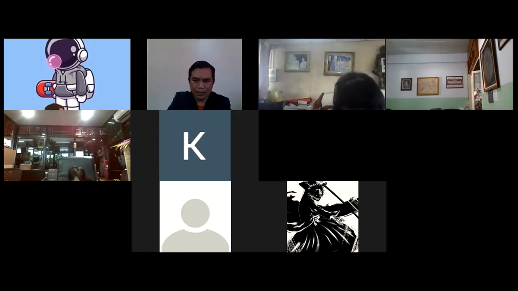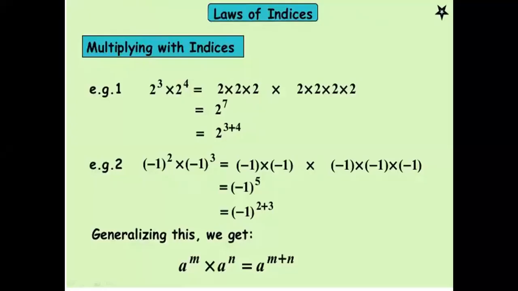Okay, so let us continue. Now, what if we multiply numbers raised to a certain power? Okay, as shown in here. Okay, so take a look. The first law of indices, especially in multiplication.